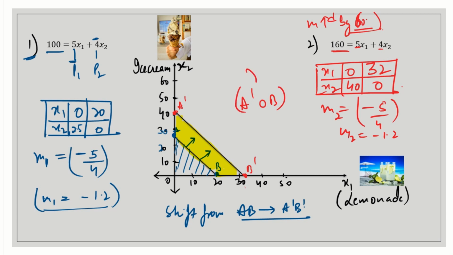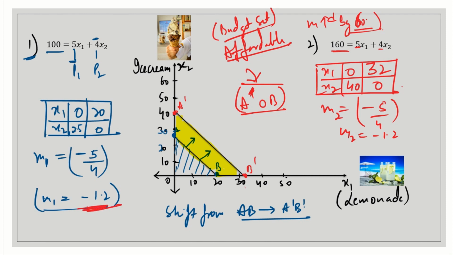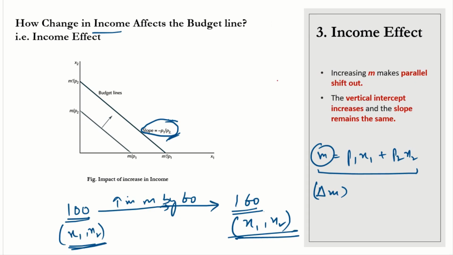This is the affordable region, right? What we used to call the budget set. So now this is affordable, A prime O B. So what we have observed is that when income is increasing for a consumer, given the prices remain the same for the two goods, we are witnessing a parallel shift in the budget line as represented by AB and A prime B prime, and also you can see the slopes are the same. So this is what the figure summarizes here.